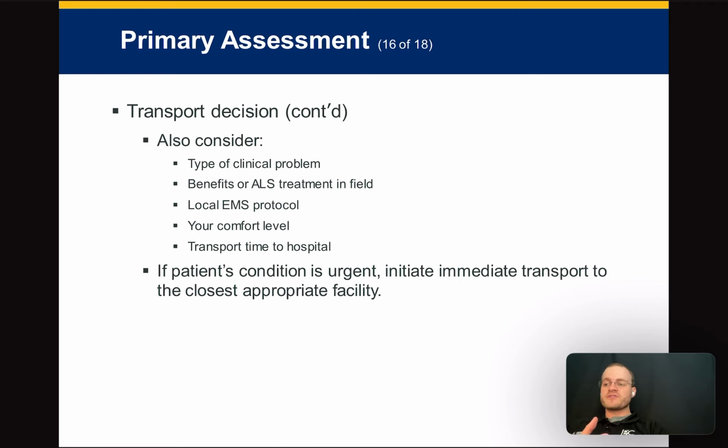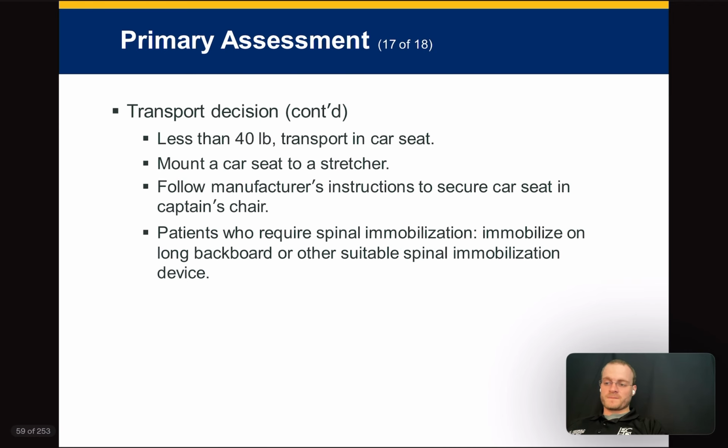Again, we don't run kids every single day, so a lot of people are uncomfortable with children. So if you're comfortable with it, go for it. Go to the further hospital. But if you're uncomfortable, go to the closest hospital. So if the patient's condition is urgent, initiate immediate transport to the closest appropriate facility. Notice that didn't say the closest facility, the closest most appropriate facility.